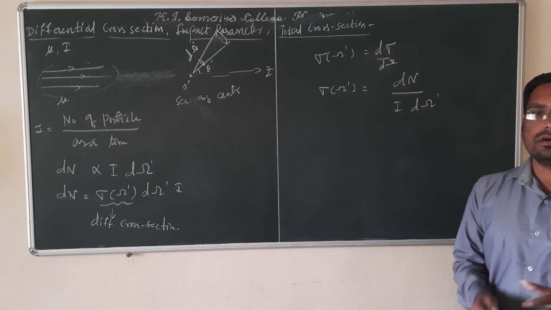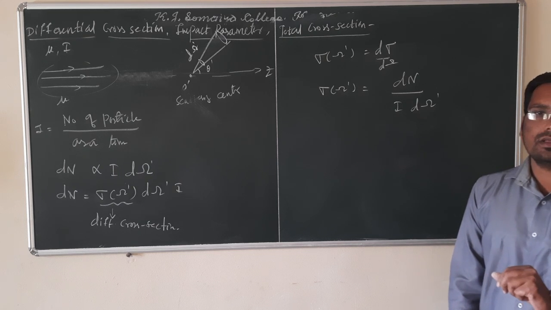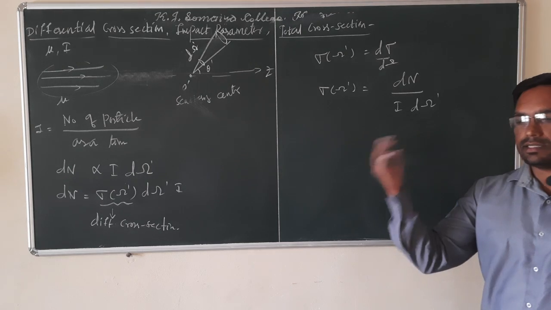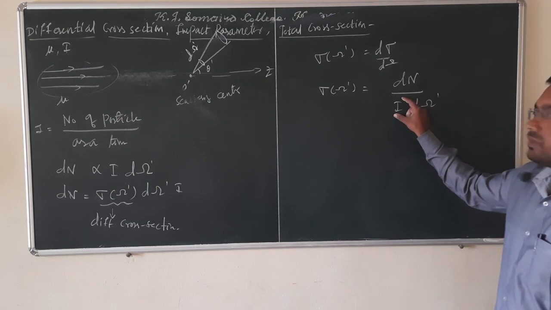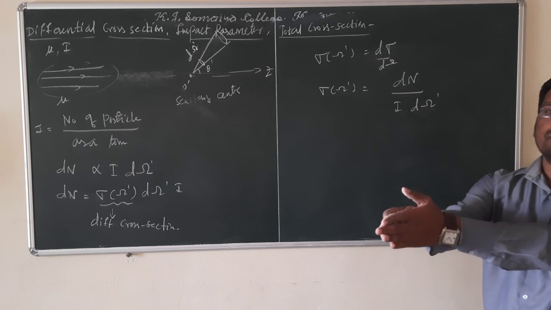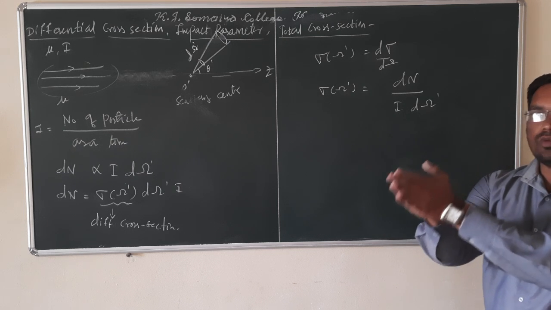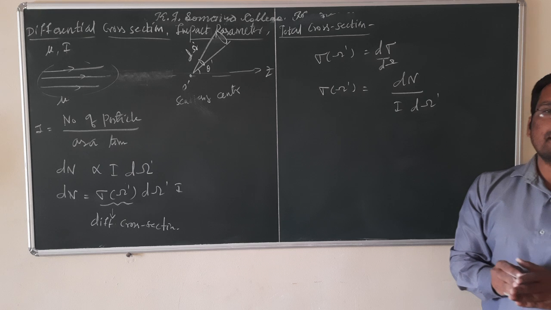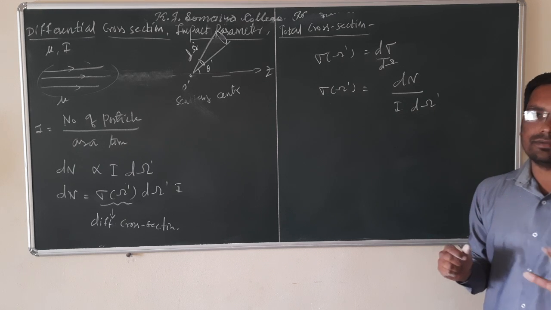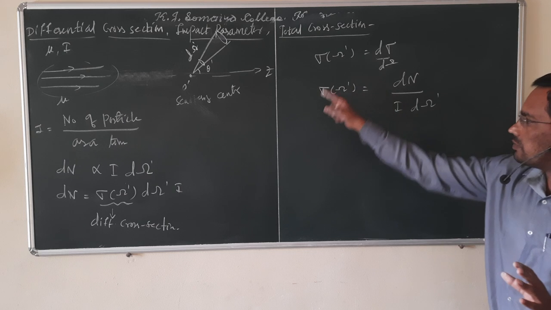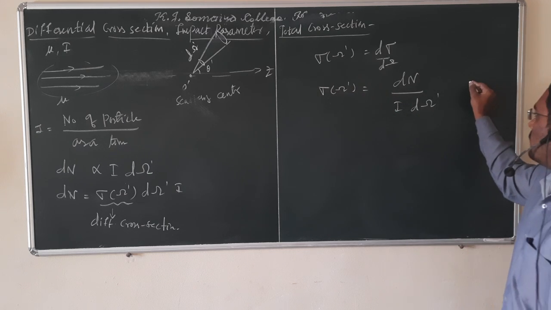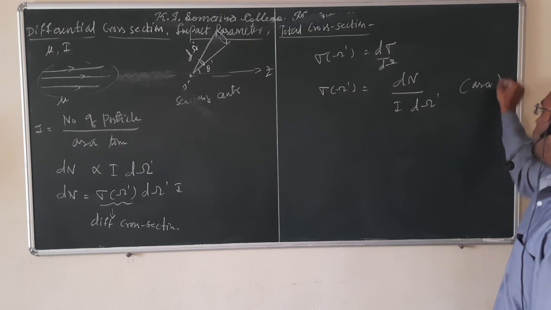Recall how we calculate probability. If you toss a coin, there are two possibilities, either head or tail. So intensity, why are we taking intensity? Because all the particles came in that direction. So out of all those particles, how many particles are scattered along a given solid angle direction? This is nothing but probability. Now this has the dimension of area.